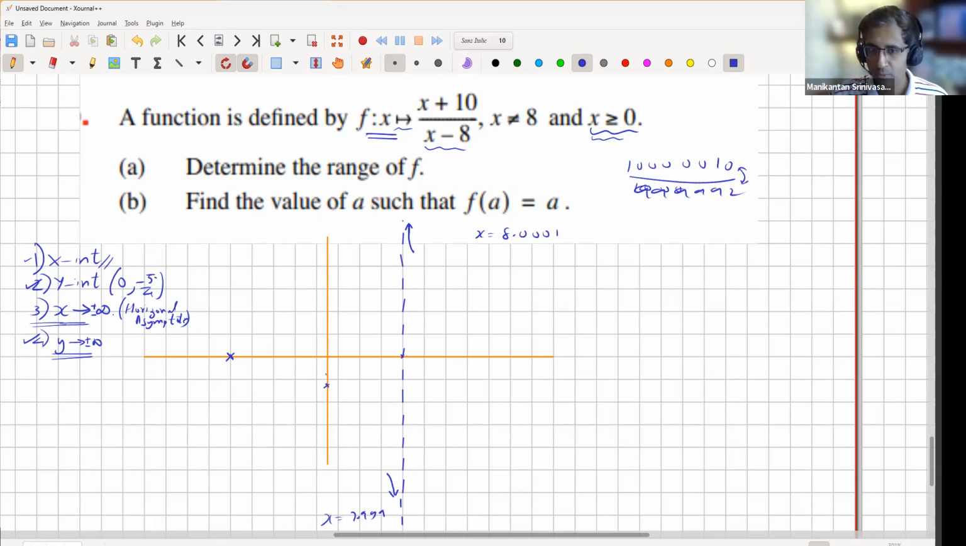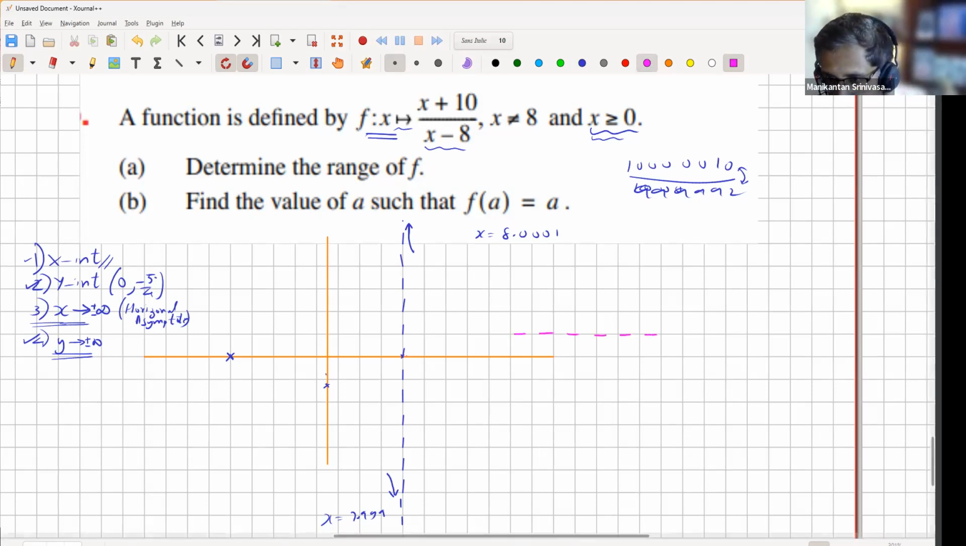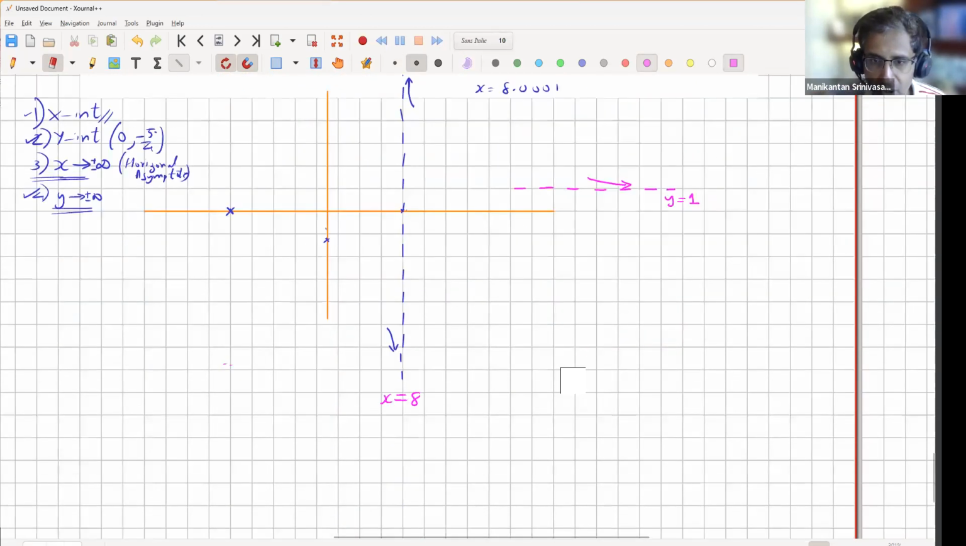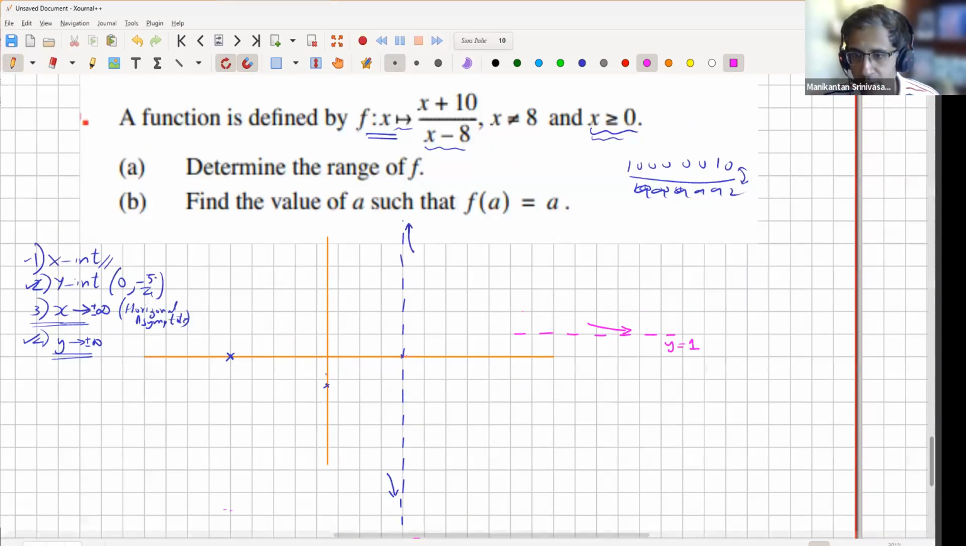You can see the ratio is more than 1. So which is why you draw a horizontal asymptote at 1. And you say that as x approaches infinity, this graph will approach 1, but it will stay above 1. So this is the horizontal asymptote y equal to 1. And this is the vertical asymptote x equal to 8. Right, I'll erase all this x equal to 7.999, all this business. So this is the horizontal, right? So the vertical asymptote is x equal to 8. The horizontal asymptote is y equal to 1.